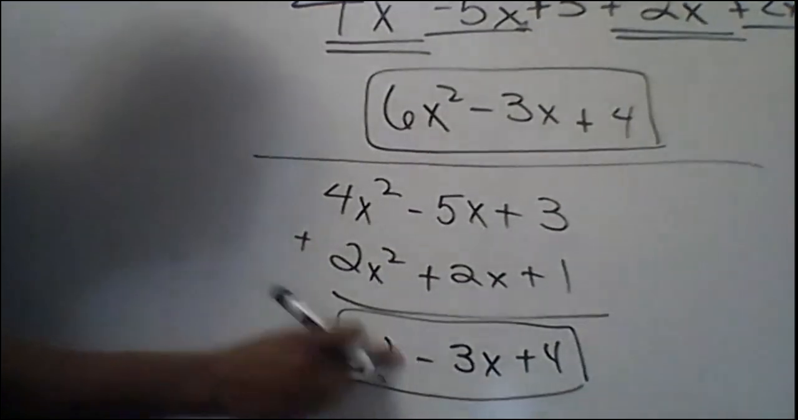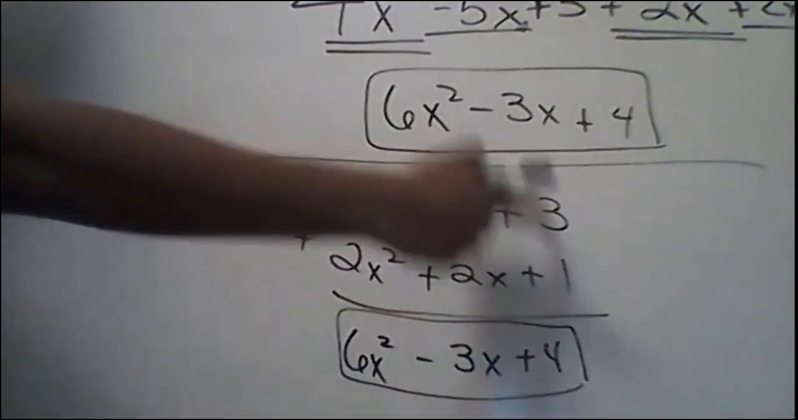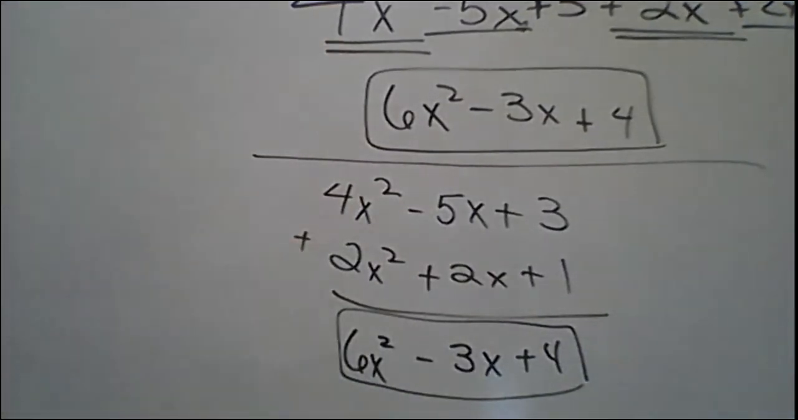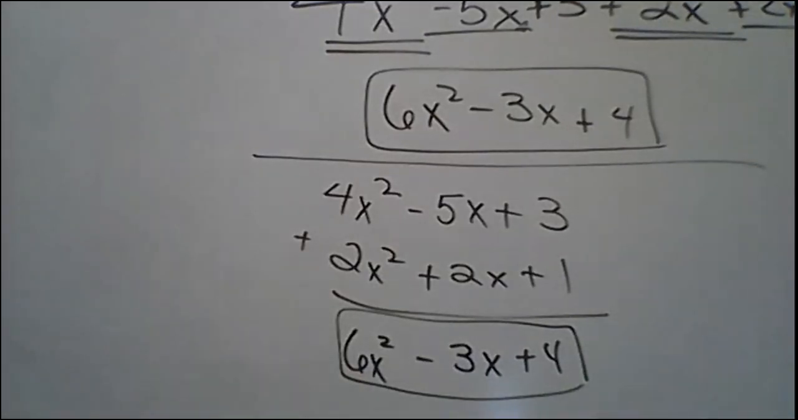Make sure that they're like terms on top of each other. So you see this is squared, that's squared. This is not, that's not. So make sure you put like terms on top of each other. But you can always stack them on top of each other and do it like that too. So there's a couple of ways of doing it. One not better than the other. They're equally as good. It's just whichever way makes the most sense to you.